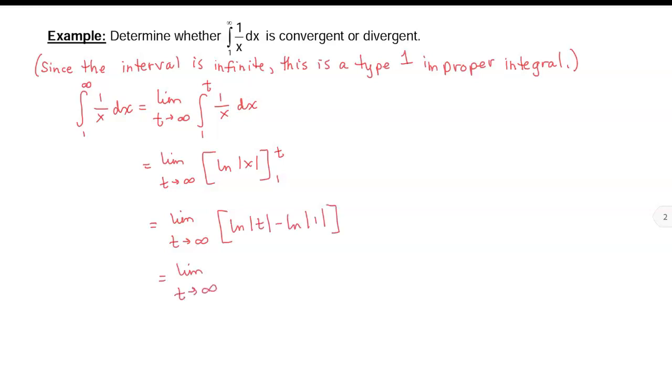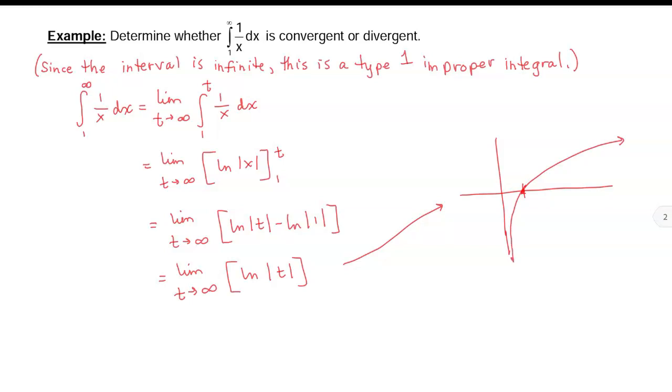Getting ready for the limit now. I know that the natural log of 1 is 0, so this is just natural log of absolute t. I just want to remind you for a moment what the natural log of t looks like on a graph. The natural log function passes through the x-axis at (1, 0). It is increasing and concave down all the time. And if you move to the left, it is respecting the vertical asymptote it has at x equals 0.